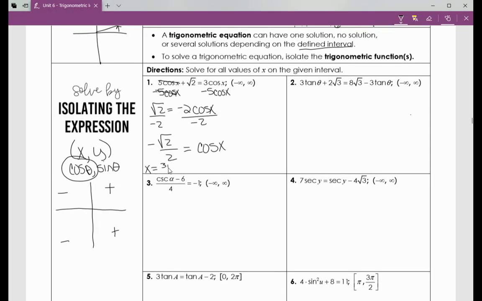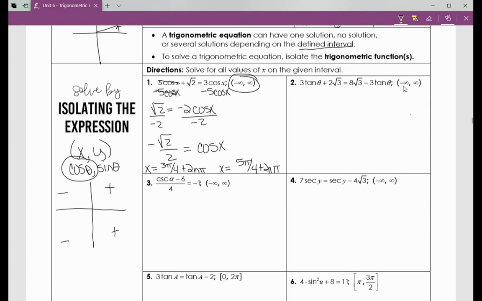That would be 3 pi over 4 from the second quadrant, and from the third quadrant, that would be 5 pi over 4. Now, I look at my interval. I do have unlimited rotations around that circle, so I have to add the 2 pi n, or 2n pi, for both of those answers. When you have an unlimited interval, you have to add the unlimited amount of rotations.